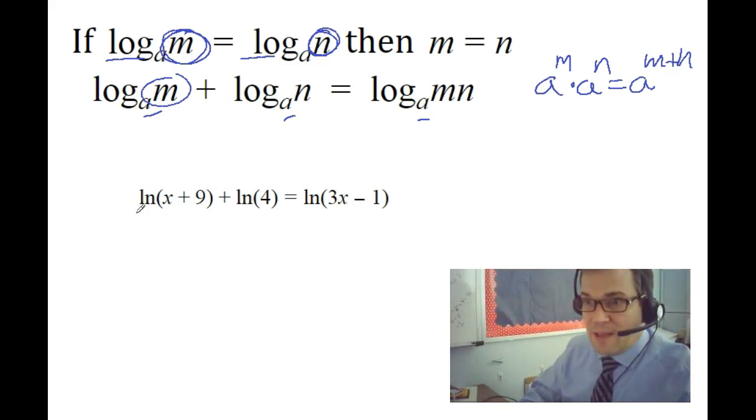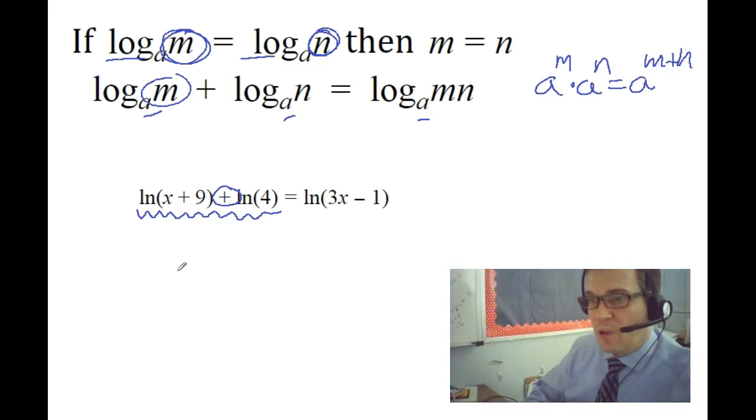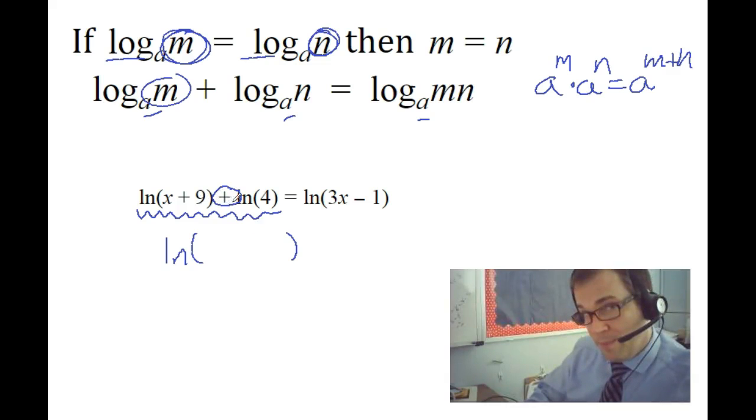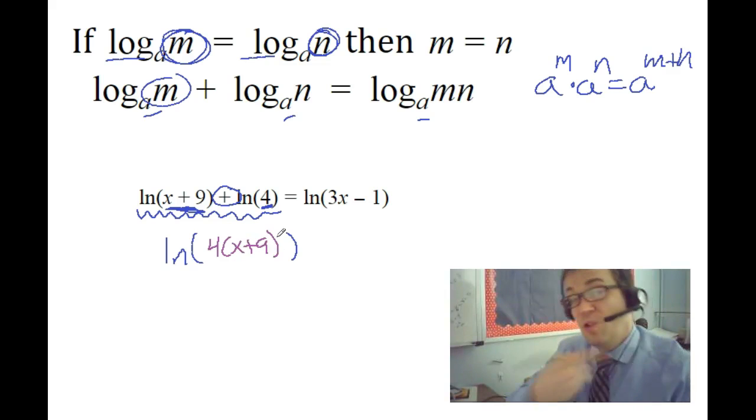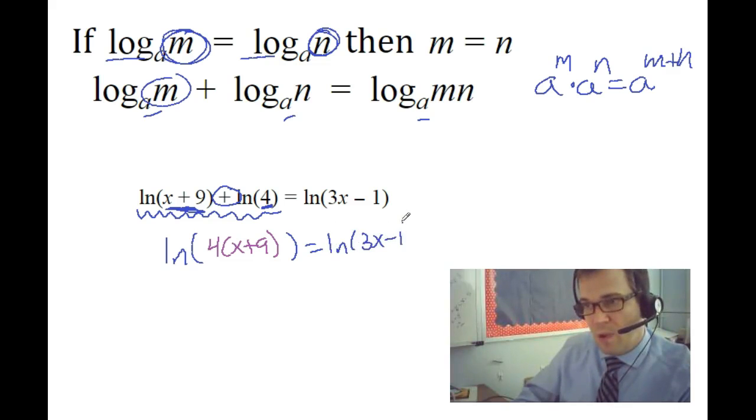And so for a problem like this, I'm going to see these guys with the big fat plus sign in between them. I know I need to condense that into just one log expression. So it'll be the natural log of, and I just want to have one thing inside of here. And since this was an addition problem, that will turn into this thing multiplied by this thing. So I'm going to write that right now as 4 times (x plus 9). But if you were inclined to write 4x plus 36, that'd be totally fine too. Not a problem. And then, of course, the right side, there's nothing to do. It's just the natural log of 3x minus 1.